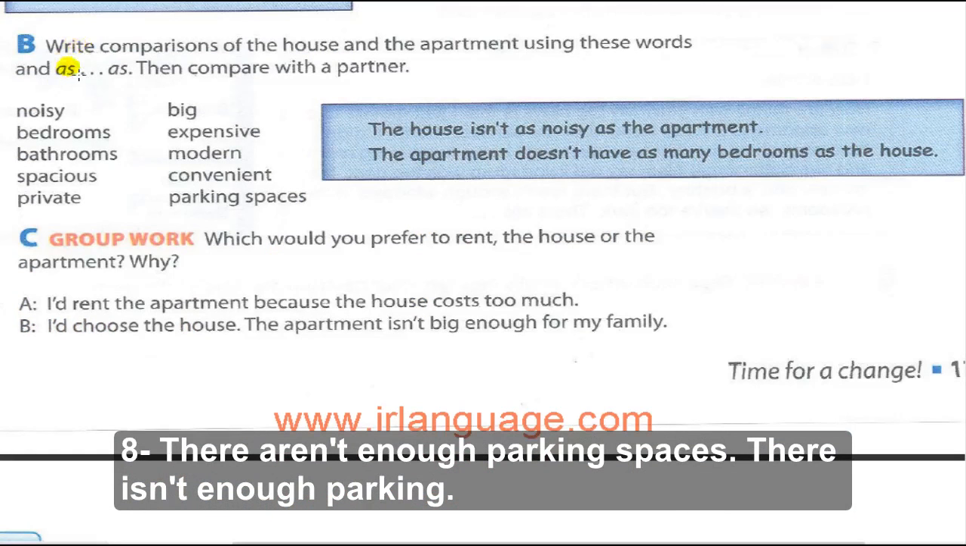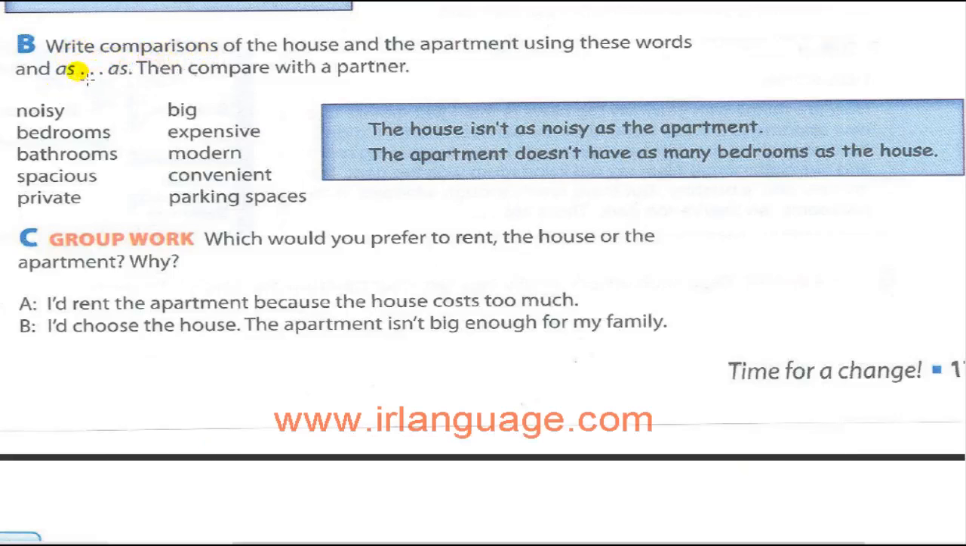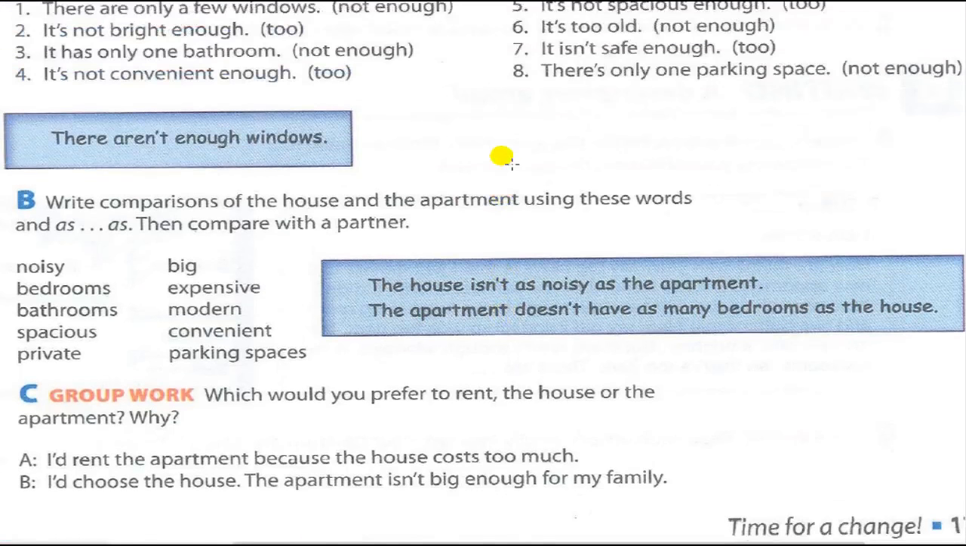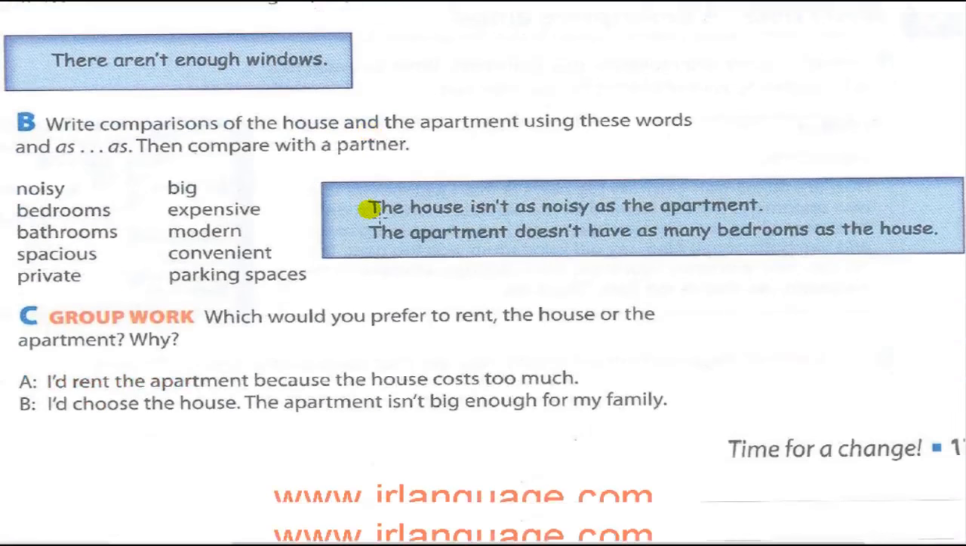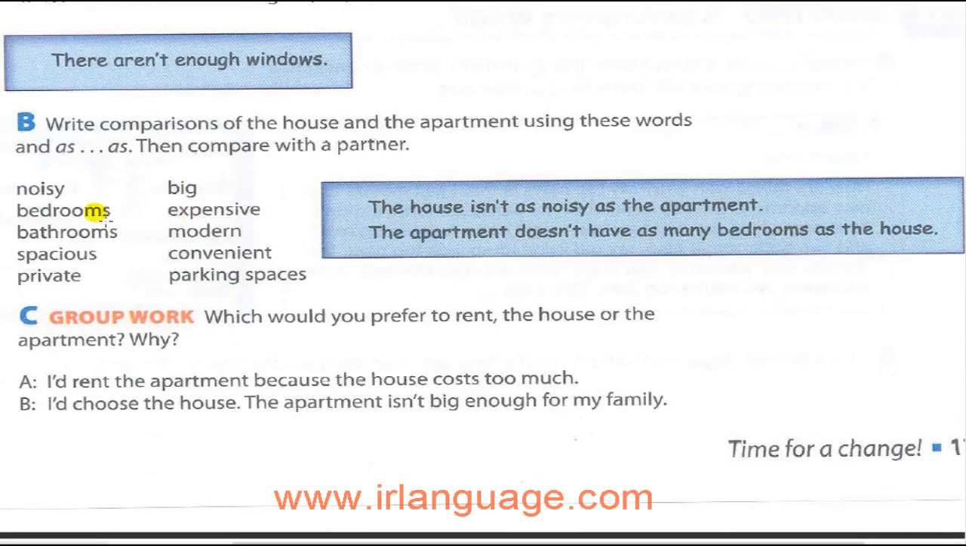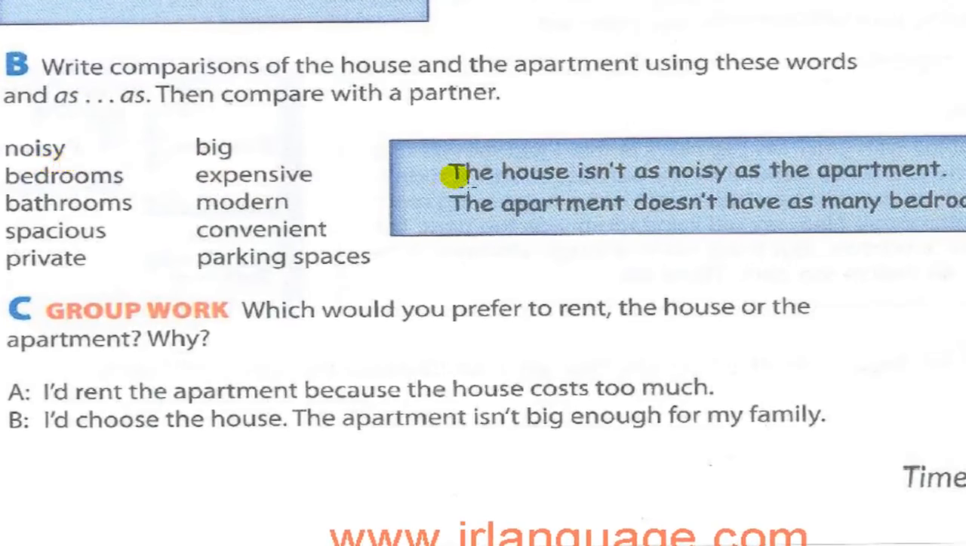B. In exercise number B, you will use the comparisons. Write comparisons of the house and the apartment using these words and as, then compare with a partner. So here we have different adjectives and nouns. Say the house is not as noisy as the apartment. The apartment doesn't have as many bedrooms as the house. You compare between both of them.